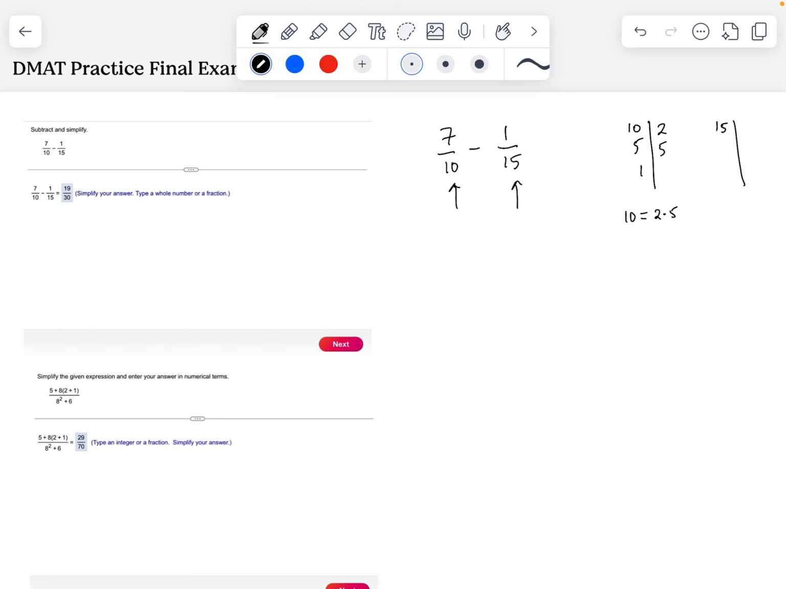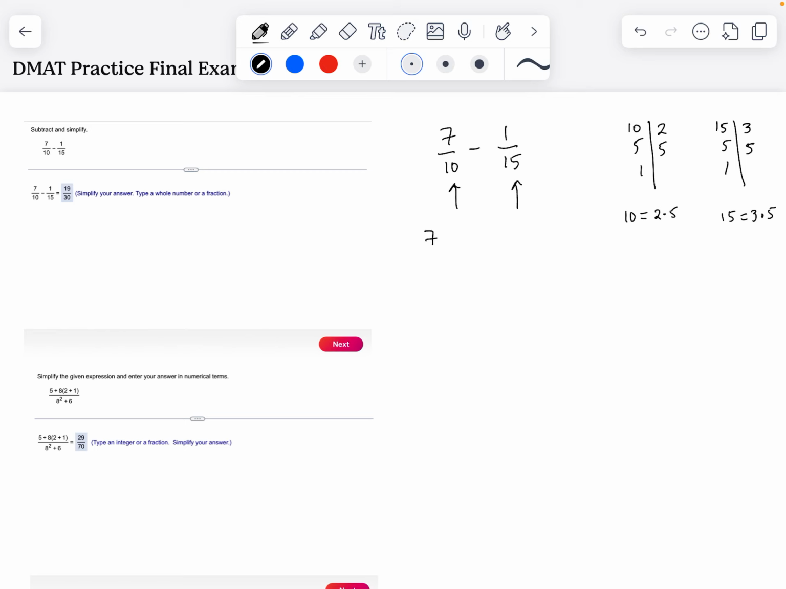Now 15. 2, it will give you a decimal, so we won't use 2. We go to the next digit, 3. 3 will yield 5. 5, you cannot divide by 2 because it's going to give a decimal. 3 will give a decimal. 4 will give a decimal. So then you go to 5. 5 divided by 5 gives 1. So 15 can be rewritten as 3 times 5.